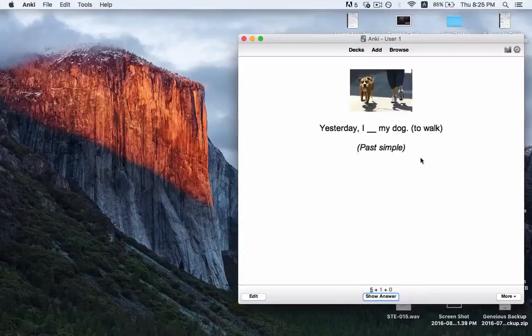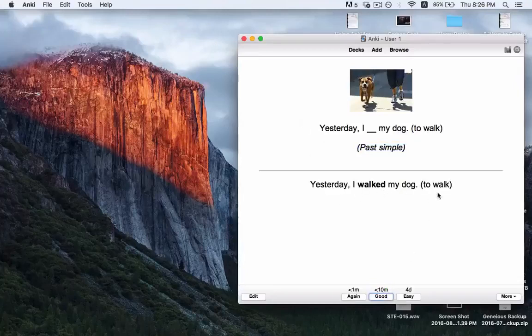Okay, here's another example of learning a verb. This time I remembered to put the verb tense below it. So we have: yesterday, I something my dog. The verb's to walk, so we have to work out the conjugation of to walk in the past simple tense with the pronoun I. Luckily in English it's all the same. And we have a picture here too that corresponds to the verb to walk your dog, so that you have this image in your head whilst you're trying to solve this problem in this tense. So yesterday, I walked my dog. And we'll click show answer. Bang. Yesterday, I walked my dog.